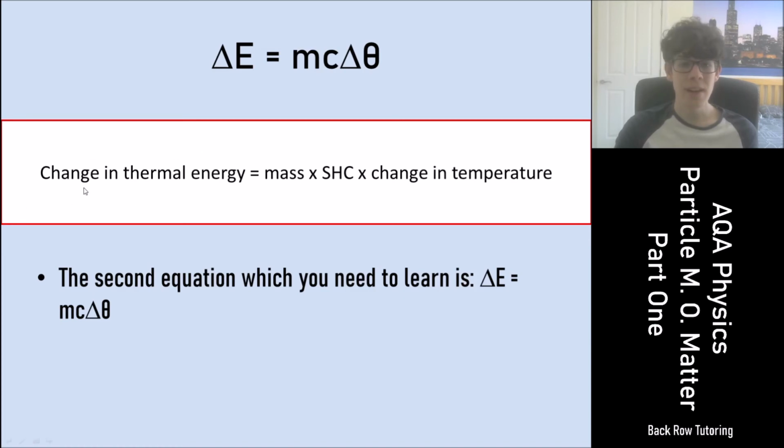Change in thermal energy is given in joules because it's an energy. Mass is given in kilograms. Specific heat capacity is given in... sorry, no it isn't. It's given in joules per kilogram degrees Celsius. And change in temperature is given in degrees Celsius.